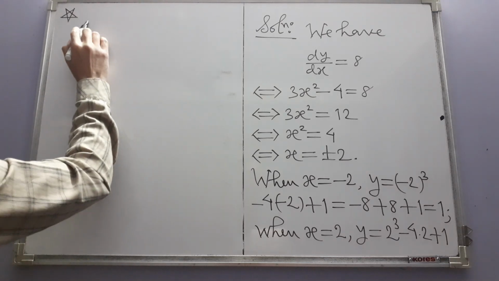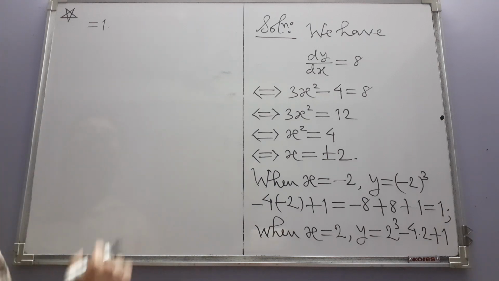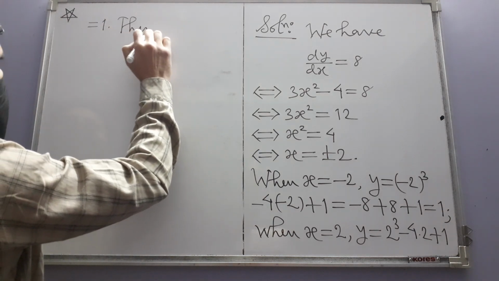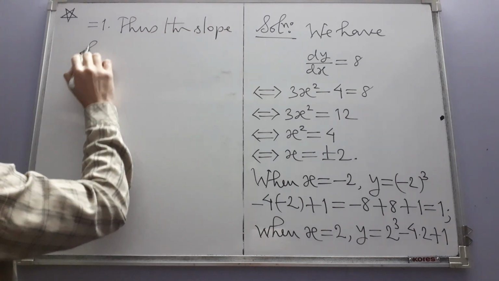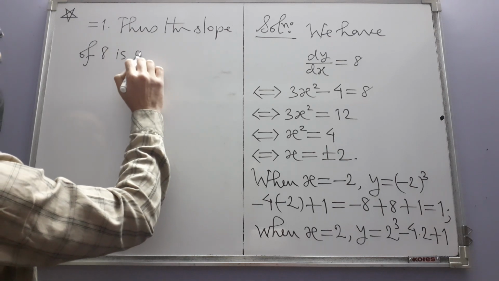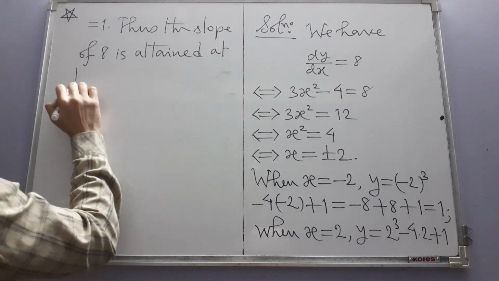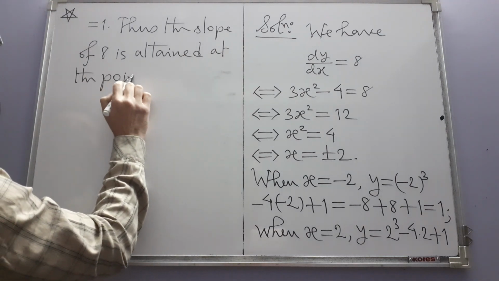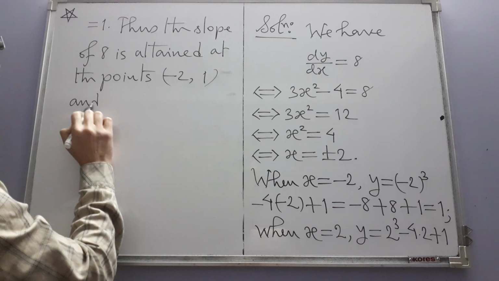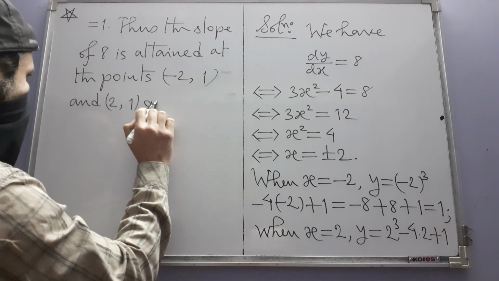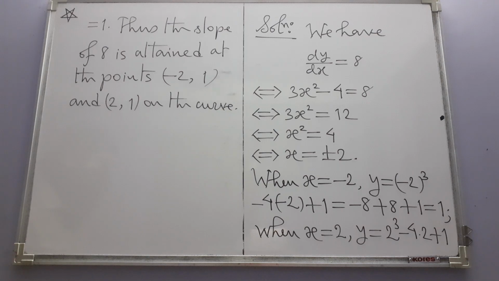So here also y is 1. Thus, the slope of 8 is attained at the points minus 2 comma 1 and 2 comma 1 on the curve. And now we have to find the tangent equations.